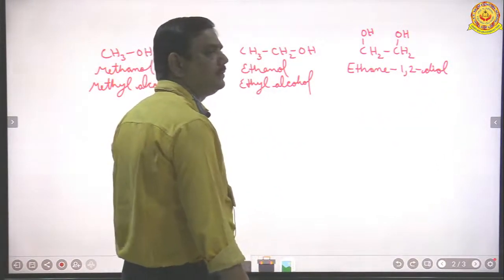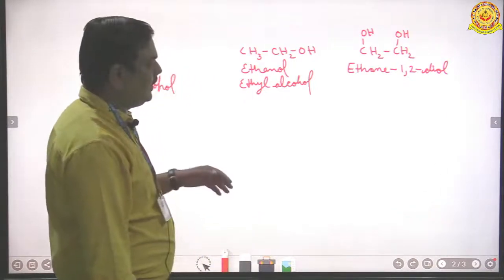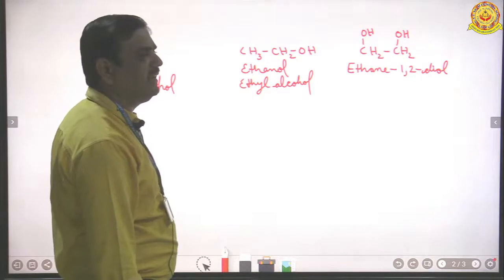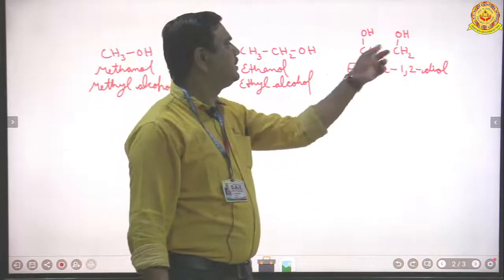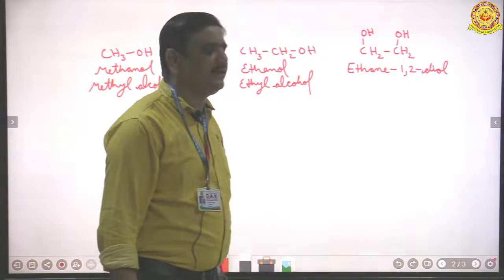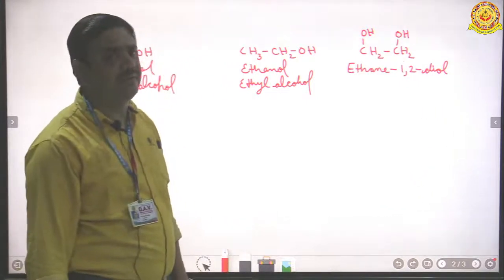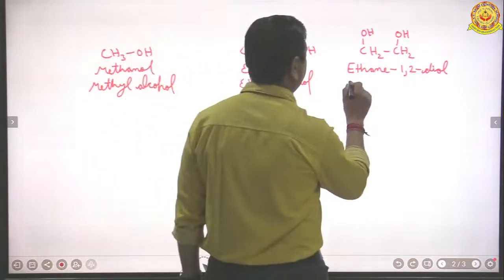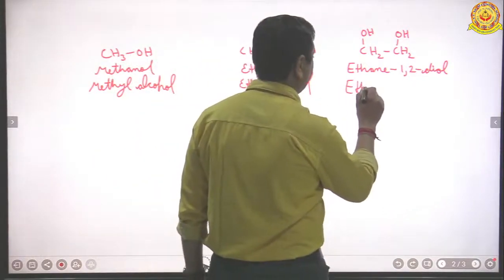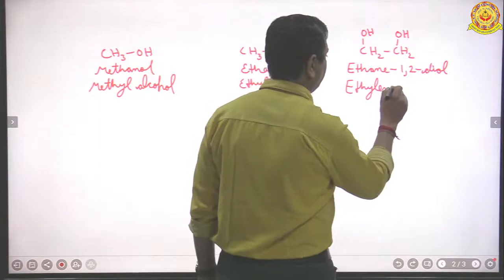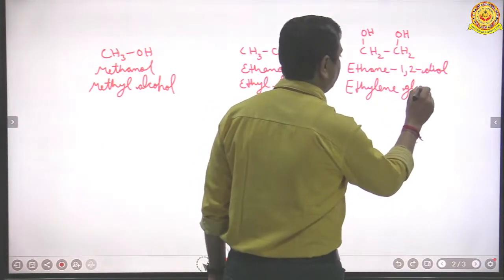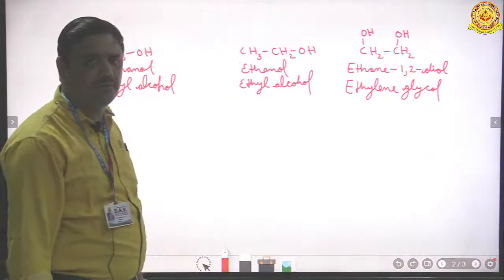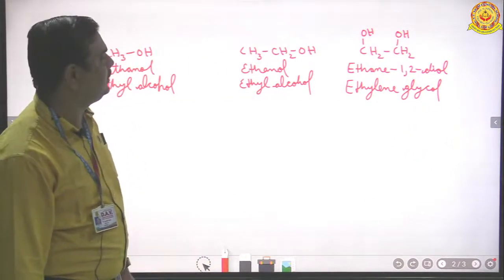And in the common system, these types of compounds are called glycols, in which two hydroxyl groups are attached to adjacent carbon atoms. They are called glycols. So this will be called ethylene glycol. Ethylene glycol. Okay.